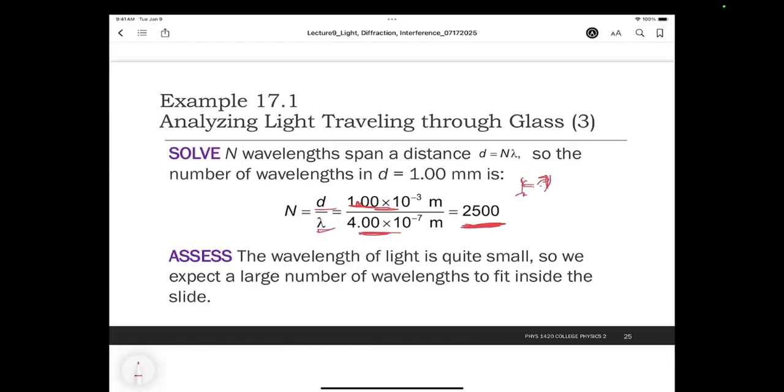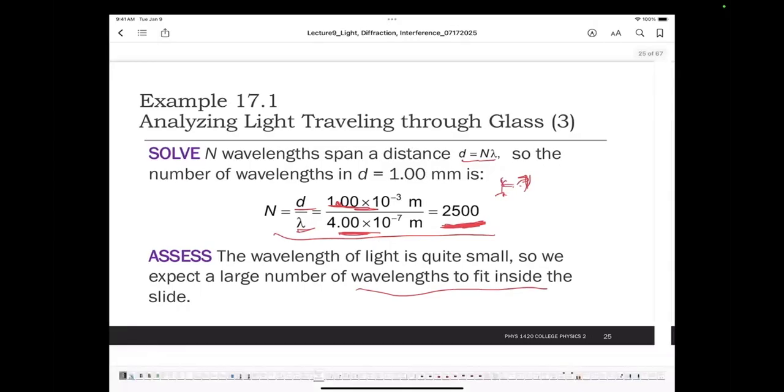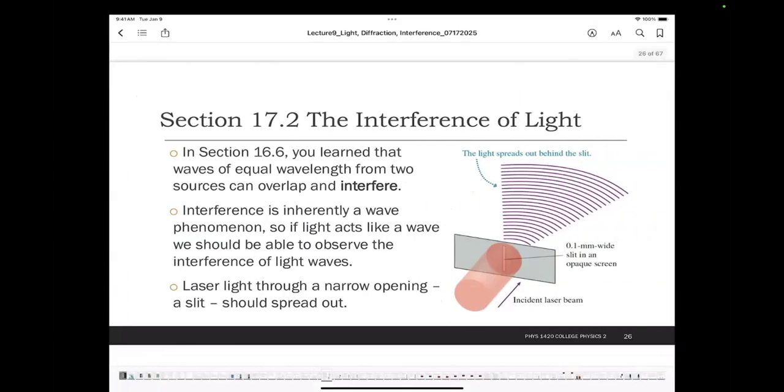Yeah, because N wavelengths span a distance d equal to N lambda. So the number of wavelengths in d equal 1 millimeter is this one. You can see the wavelength of light is quite small, so we expect a large number of wavelengths to fit inside the slide. Yeah, does this make sense to you? Okay, let's continue.